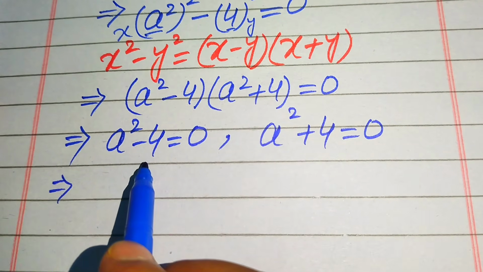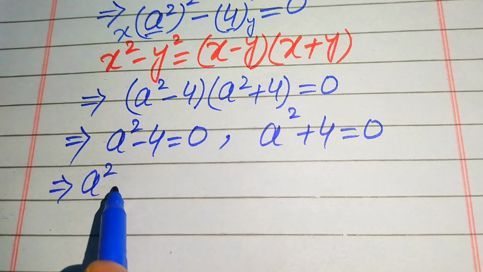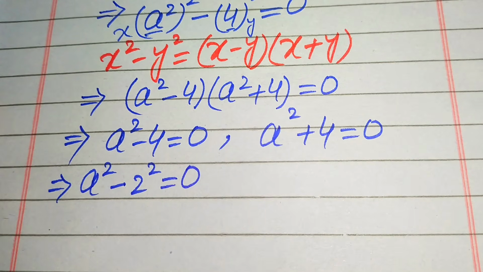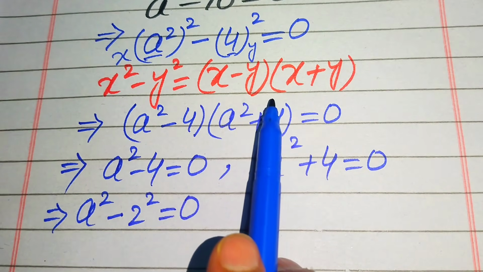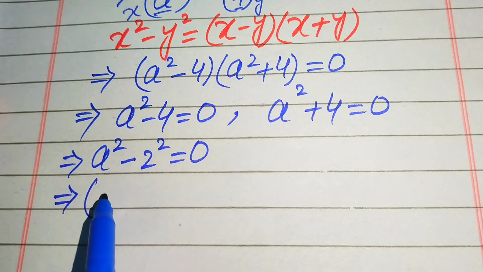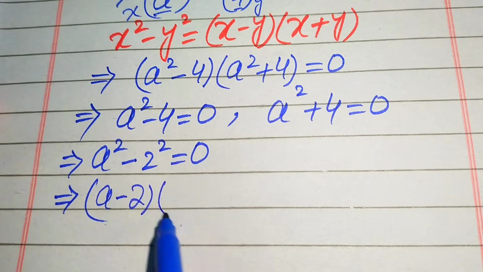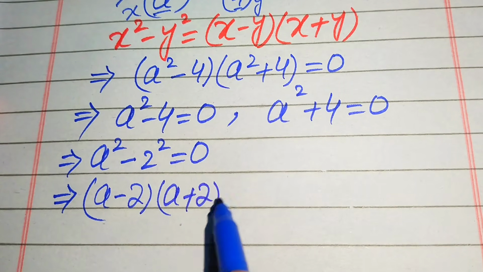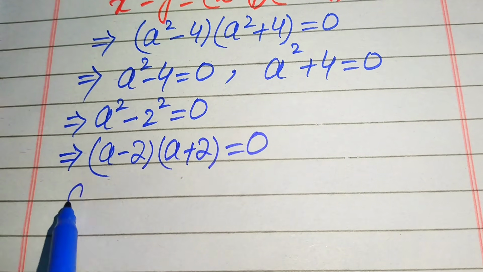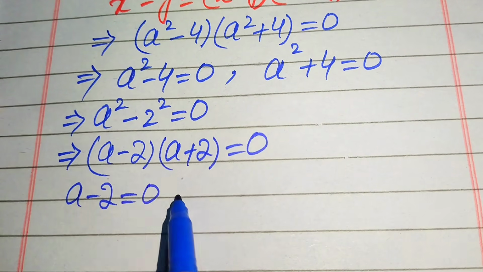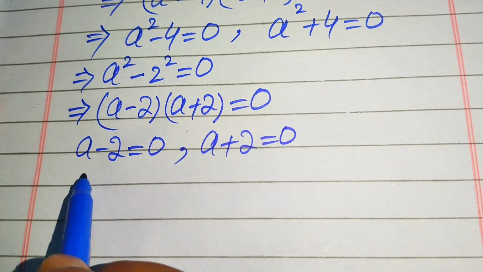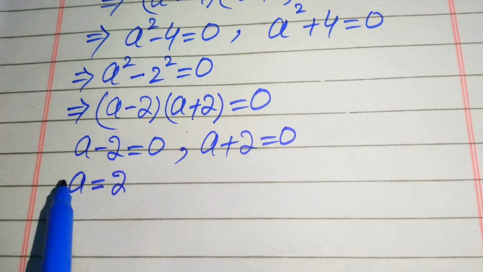Here we rewrite this equation as a square minus, where we write 4 as 2 square, and this whole equation is equal to 0. Now we again apply this formula, and according to it the equation is written in this form: a minus 2 times a plus 2, and this whole equation is equal to 0. We again break this equation as a minus 2 is equal to 0 and a plus 2 is equal to 0.